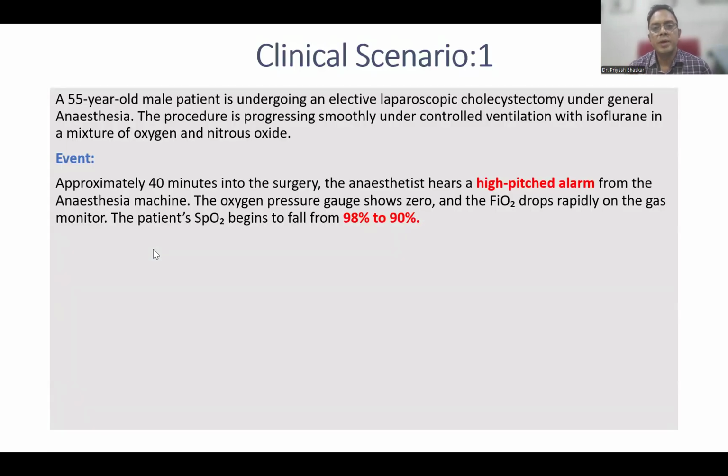Okay. So now coming to the last part, I'll be discussing a few scenarios with you, and you need to tell me. It will be very interesting.